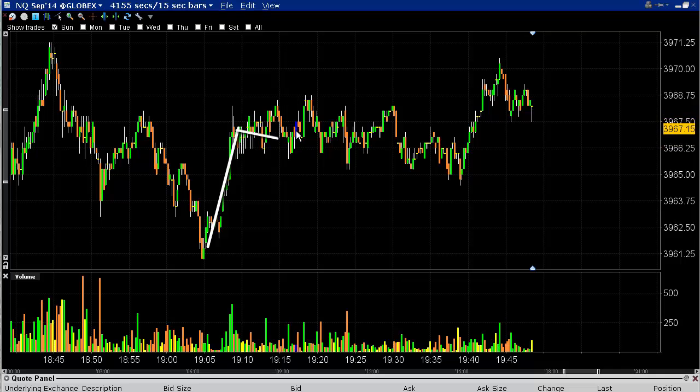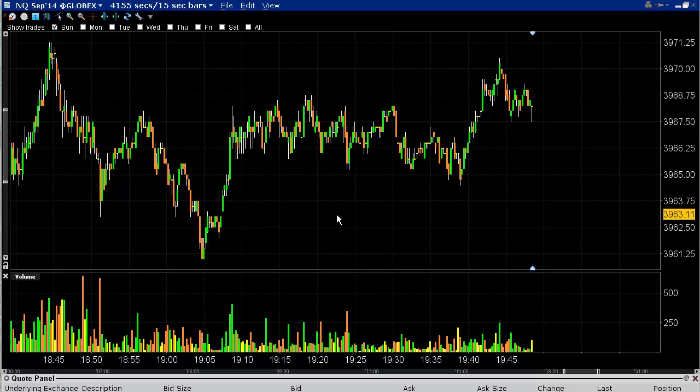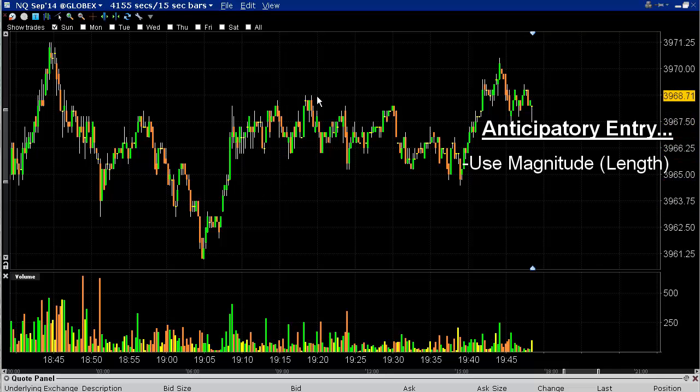Then you have the corrective wave. Then you have impulse wave 2. Again, woods, trees. And then finally impulse wave 3. So how would you enter? If you were going anticipatory, you would look at the length of impulse wave 2 as compared to impulse wave 3. You know it can't go over 100% of the length, the magnitude of impulse wave 2. So you use that knowledge, and you know it can't be less than 50% of wave 2. So once you're within those boundaries, you look for a reversal sign.